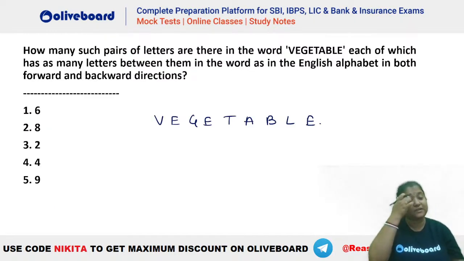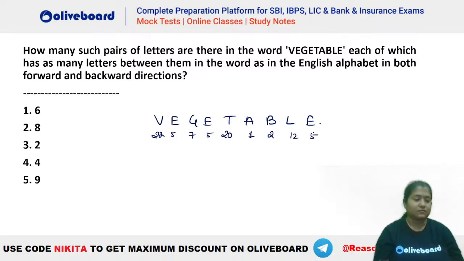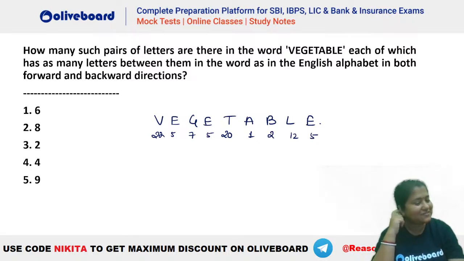Let's see what should be the answer here. Three pairs, 4. Okay, we are getting different answers: 4 or 3, two. We have different answers, 2, 3, 4. Let's check.